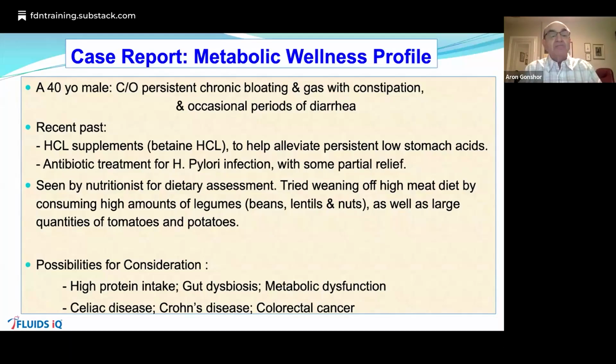And this is going to be a case report that we're going to discuss later on. This is what we do each time, we take a case report in order to be able to see how the test would function. So we're going to discuss this case report a little bit later on.